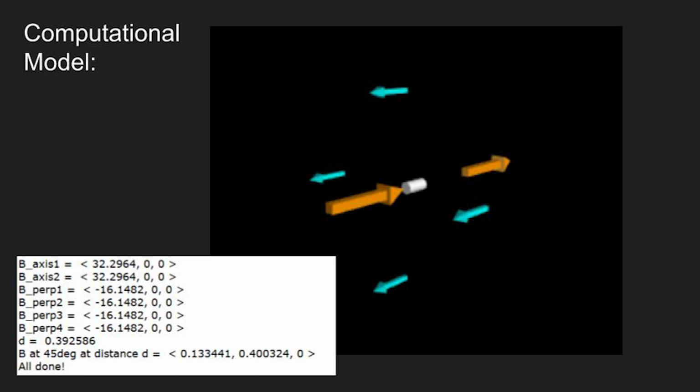You can see right here the values that were calculated for the magnetic field at different points. There's the two that are on the axis, which were both about a magnitude of 32.29 Teslas, and then those around perpendicular, which were negative 16.14 Teslas.